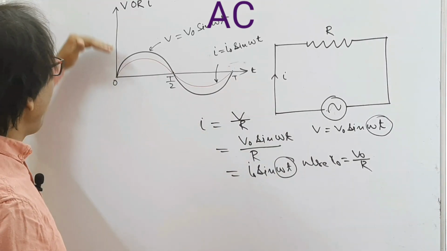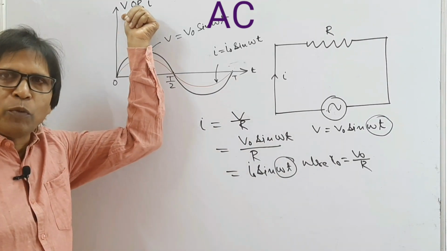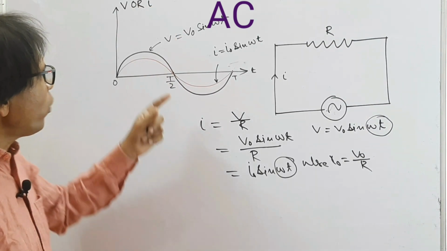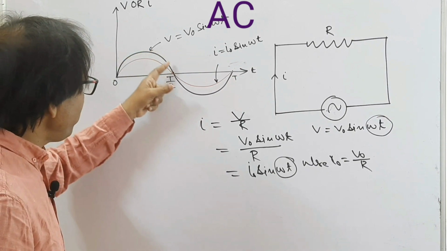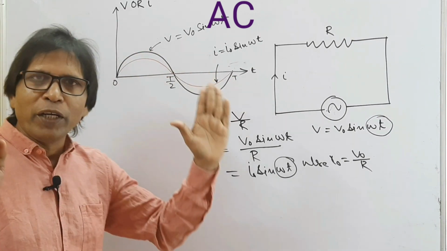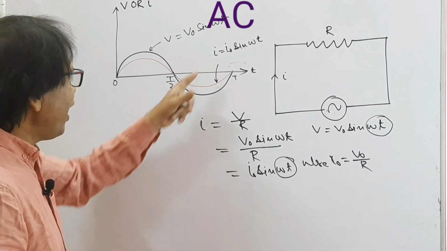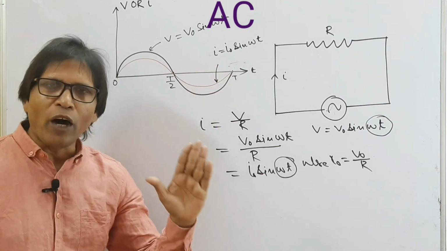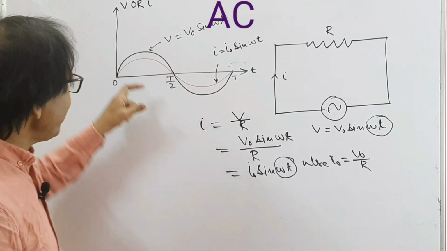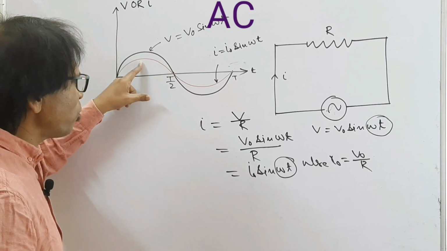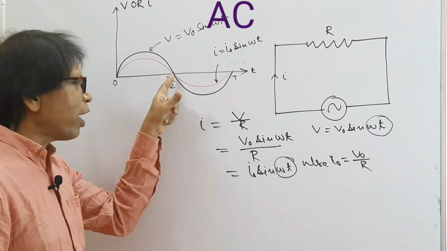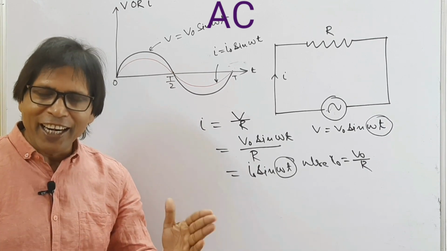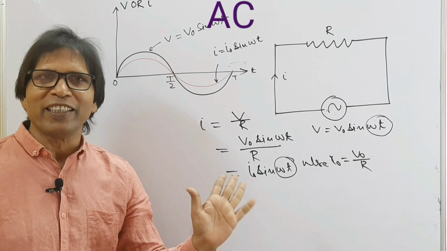Look at this, along the y-axis the instantaneous voltage or current are represented. This line represents V equals V naught sin omega t, and this red line represents I equals I naught sin omega t. That is, when voltage is maximum, current is also maximum, and when voltage is 0, current is also 0. Therefore, current and voltage are in phase.